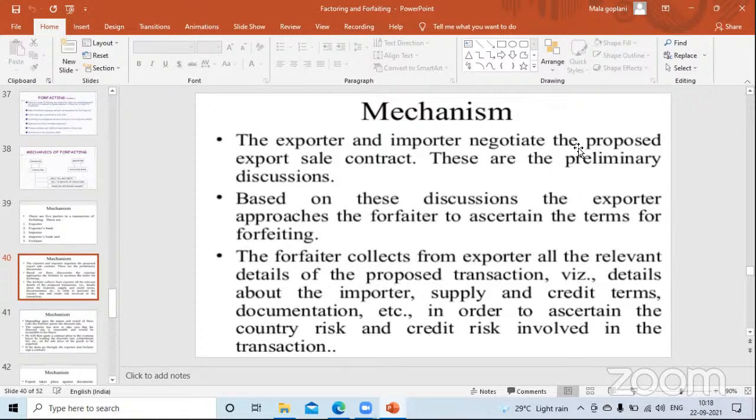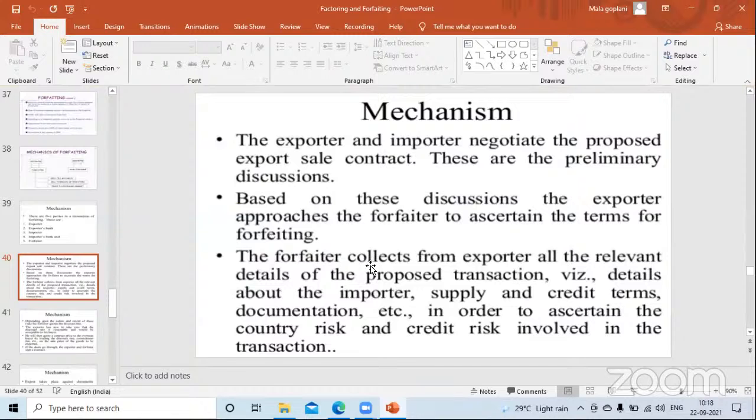The exporter and importer negotiate the proposed export sale contract, as per the preliminary discussion and mutual agreement. Then, based on this discussion, the exporter approaches the forfeiter first, because the forfeiter should be ready to purchase all the bills. The exporter cannot wait for 6 months, 1 year to receive the amount. Therefore, the exporter is approaching the forfeiter.